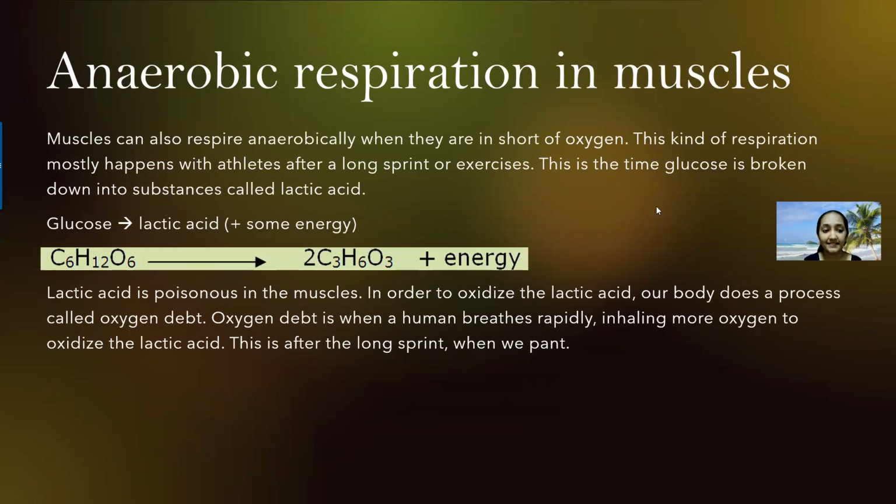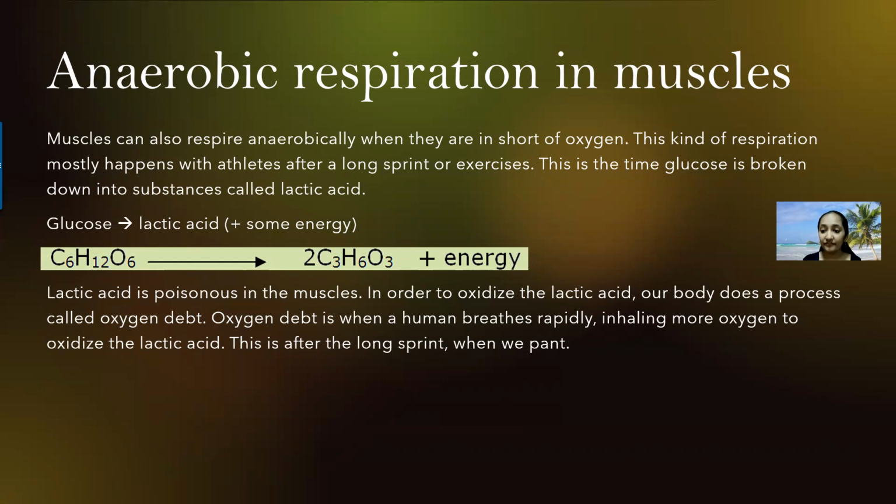Next. Anaerobic respiration in muscles. Muscles can also respire anaerobically when they are short of oxygen. This kind of respiration mostly happens with athletes after a long sprint or exercise. This is the time glucose is broken down into a substance called lactic acid.